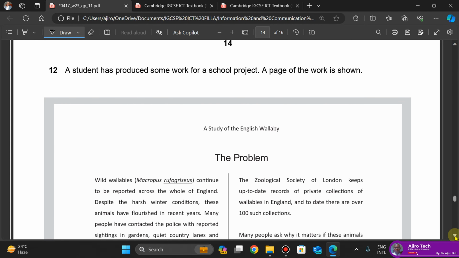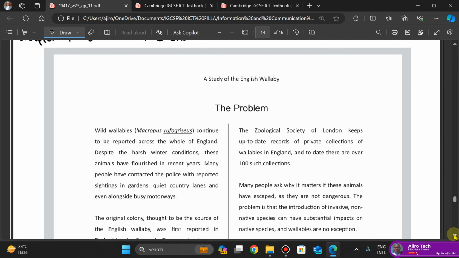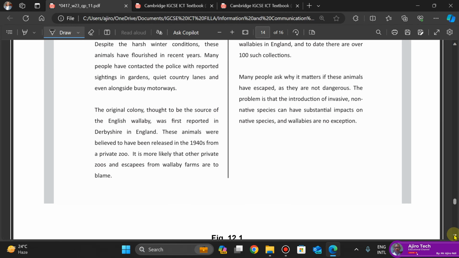A student has produced some work for a school project. A page of the work is shown. Okay, now look at this work. This is chapter 17, document production. So let's look at it. A study of the English lullaby. Let's look at this.